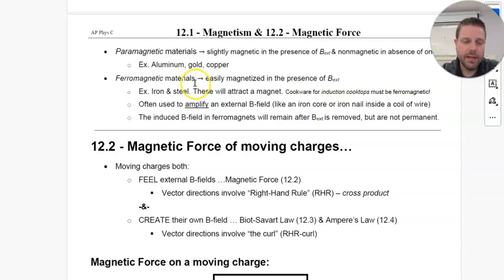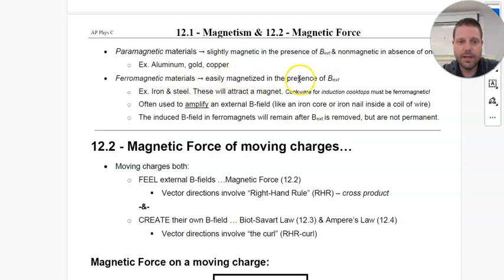The two types of materials you may see on there, but again, this is not historically a focus of AP, are paramagnetic and ferromagnetic materials. And so really this is just the degree to which they can amplify a magnetic field that's external around them. So slightly magnetic would be things like aluminum, gold, and copper. They're not going to be magnets in and of themselves, but they can slightly, what would be polarize in electric fields, but in magnetic fields it's just aligning those magnetic dipole moments when there's an external field applied to them.